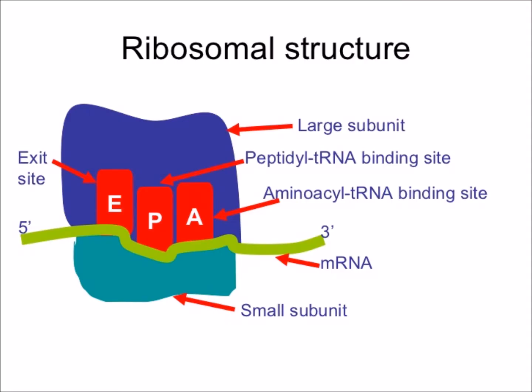The first site is the A site. It holds the amino acids. The second site is the P site. It holds the polypeptide chain. And then the E site, or the exit site.